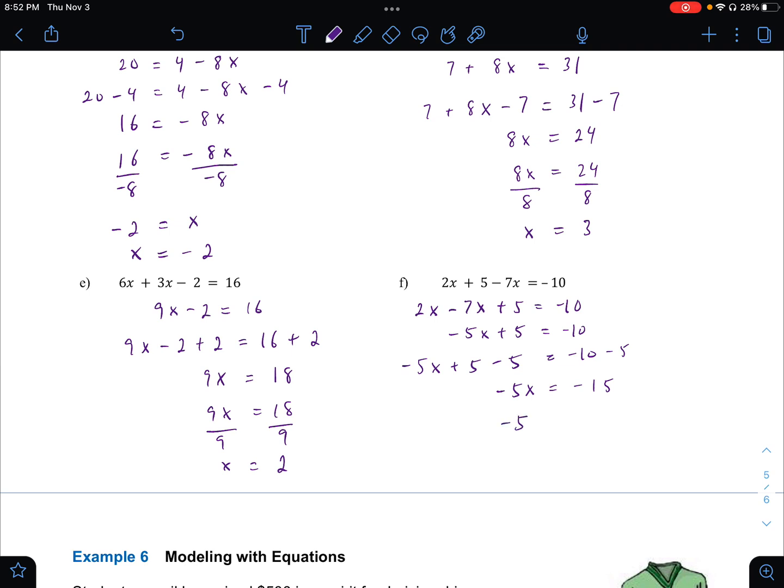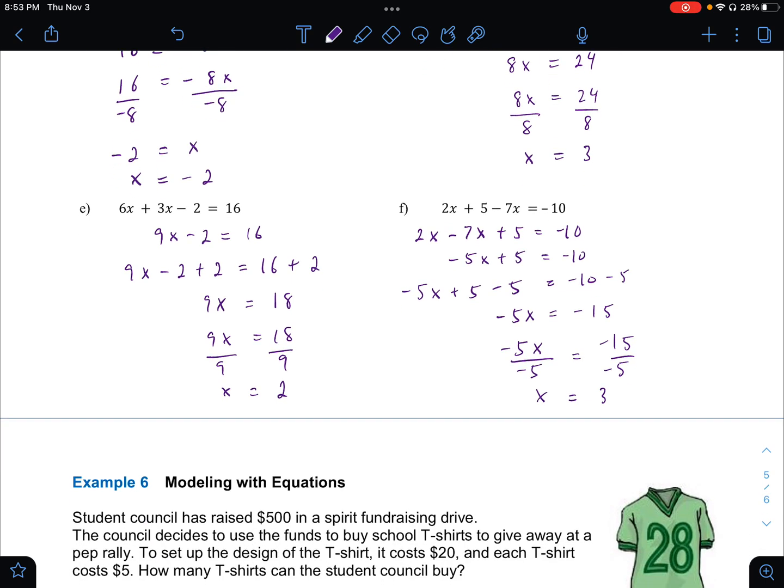And now what we can do is divide both sides by negative 5 to isolate for x. And we're going to get x is equal to positive 3. So recall that when you're dividing a negative number by a negative number, you get a positive number.